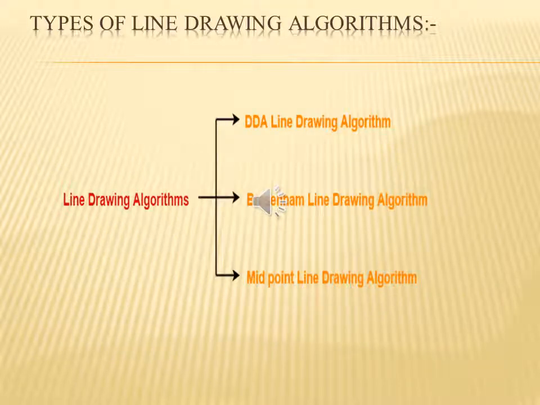The types of line drawing algorithms. There are 3 types of them: the DDA line drawing algorithm, the Bresenham line drawing algorithm, and the midpoint line algorithm. But in our syllabus, we explain the DDA line drawing algorithm and the Bresenham line algorithm.